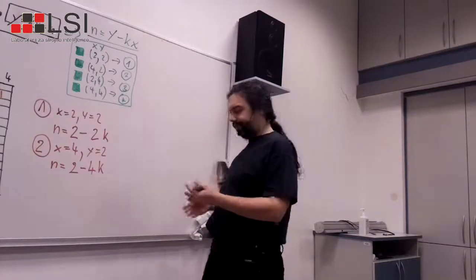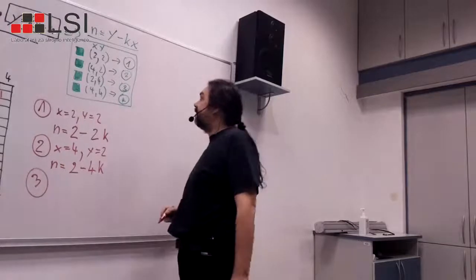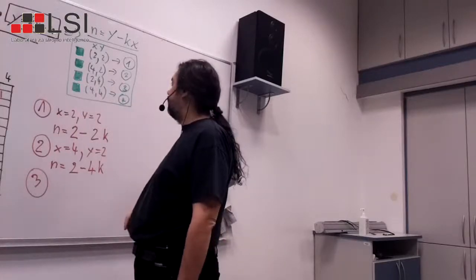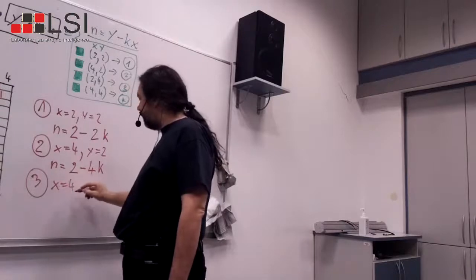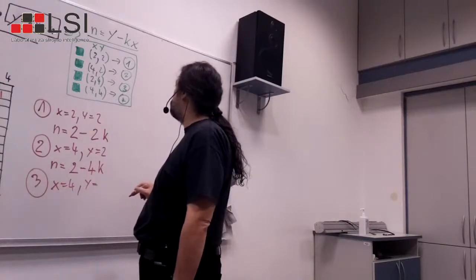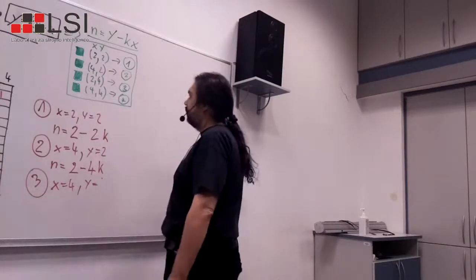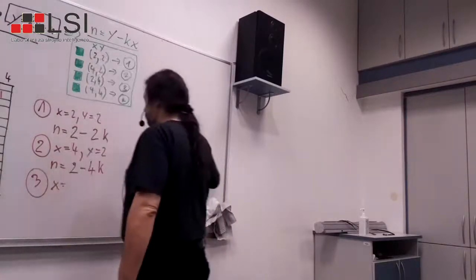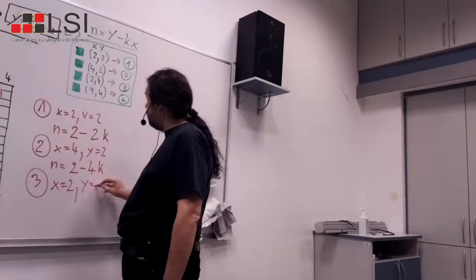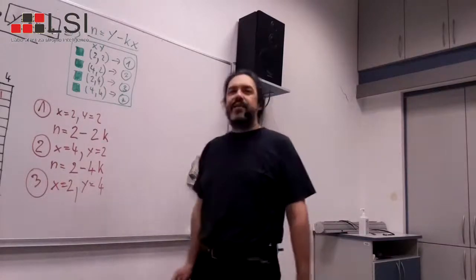So we have now our third voter, which has the coordinates of the pixel where x is 2 and y is 4. Okay, and you will see this will be easy.